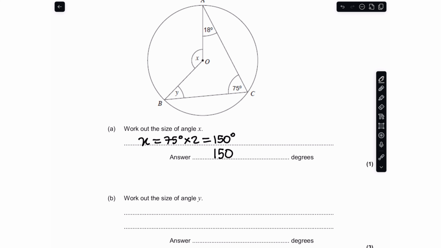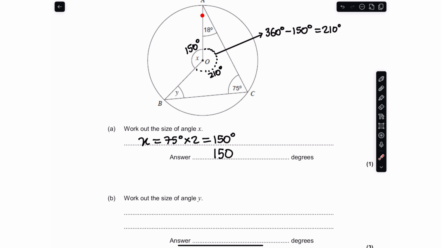In the next part of this question, we are told to work out the size of angle Y. So before I go ahead and do that, I'm going to draw an arc around the center O, because the angles around a point add up to 360 degrees, and given that angle X is 150 degrees, this angle can simply be obtained by subtracting 150 from 360. So we do 360 minus 150 degrees, and that gives us 210 degrees. So we know that this angle here is simply 210.